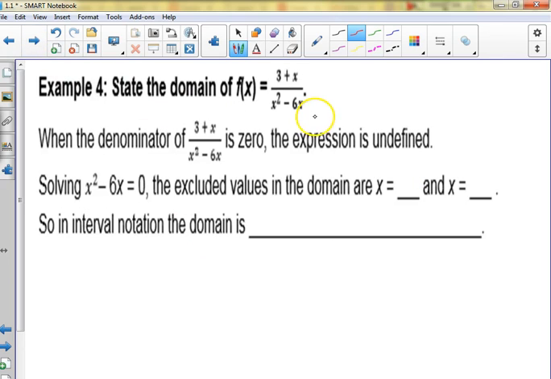So, why is this one a little tricky? Because it has x in the denominator, yes? What can we do to that denominator? How can we simplify it? If we take out an x, can we throw that x away?